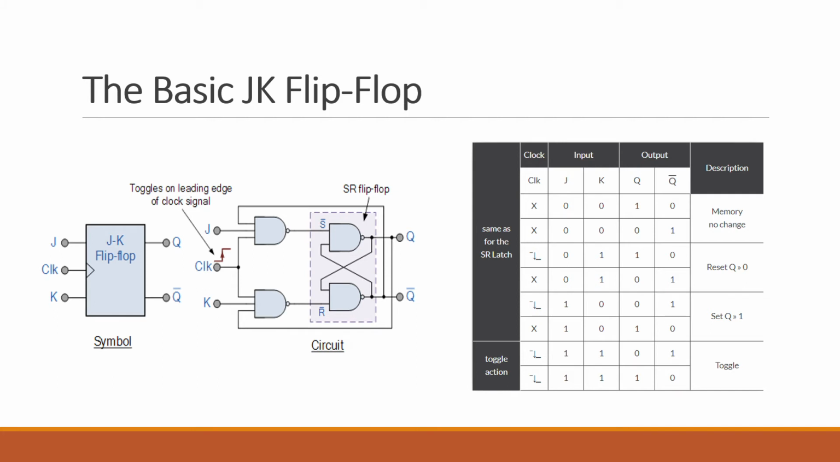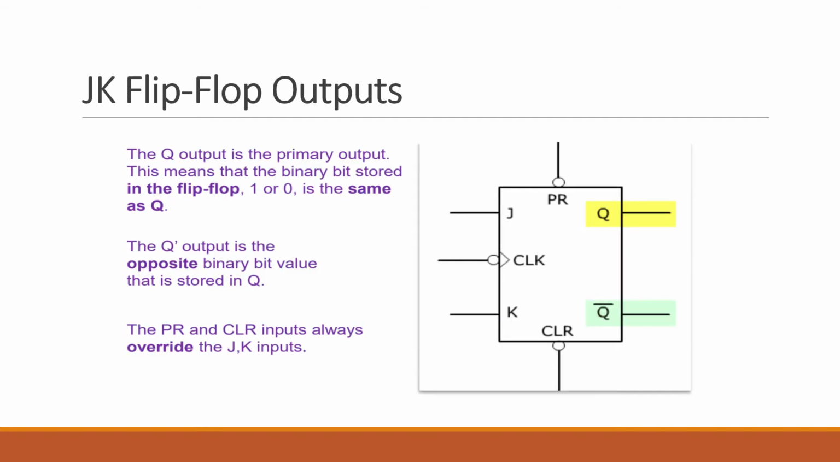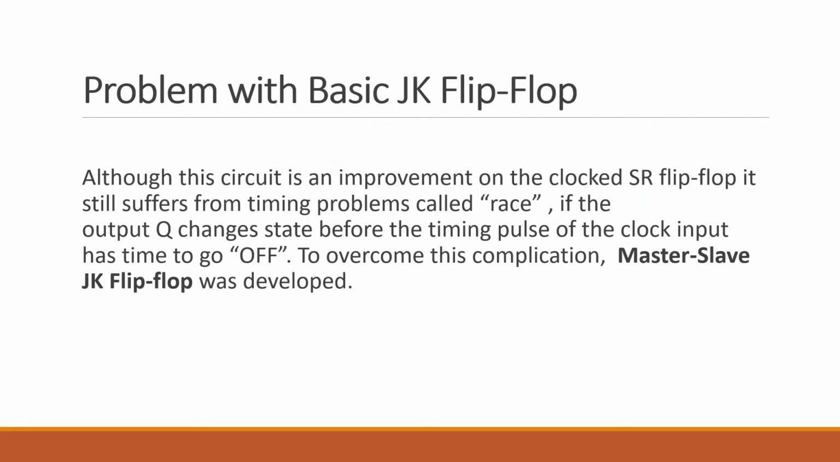And this is the symbol, the diagram and the truth table for JK flip-flop. As shown, there are four possible output states. Either there is no change in the memory, or the JK flip-flop resets to 0, or it is set to 1, or the toggle action takes place. And there are two outputs, Q and Q dash, among which Q is the main output, which means that the binary bit which is stored in the Q output is treated as the primary output. And the Q dash output is always the opposite binary value of the bit that is stored in Q.